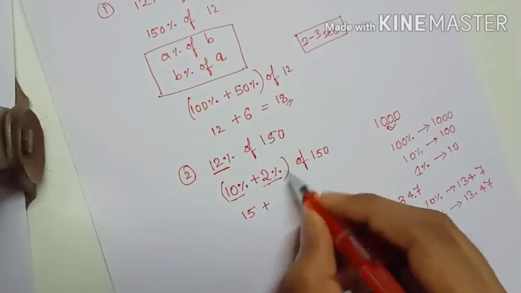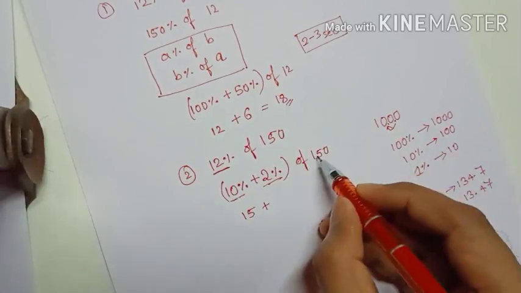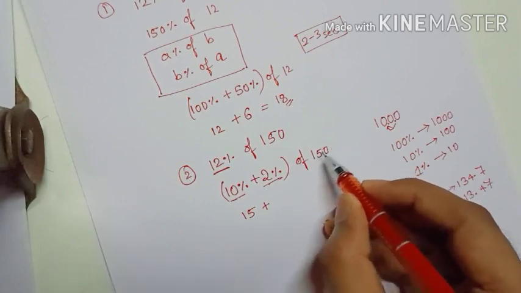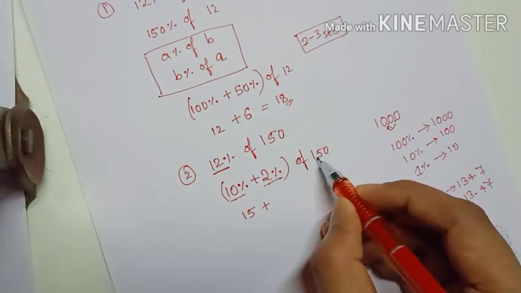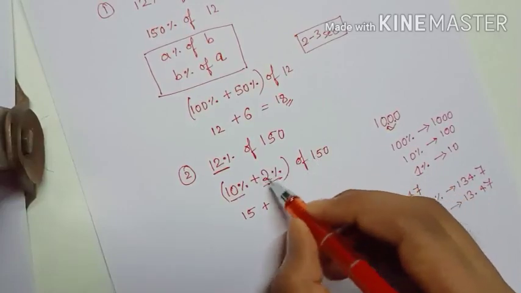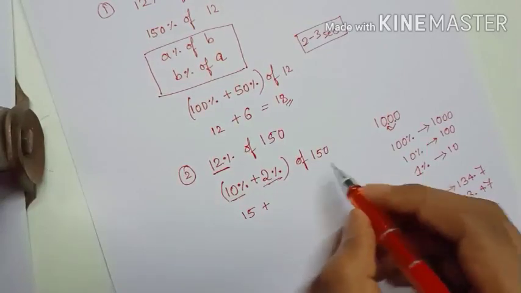Plus 2% you want, and you know what 1% is. 1% means you leave the last two digits and put the point over here, so 1% is 1.5. What is 2% now? 1.5 plus 1.5.